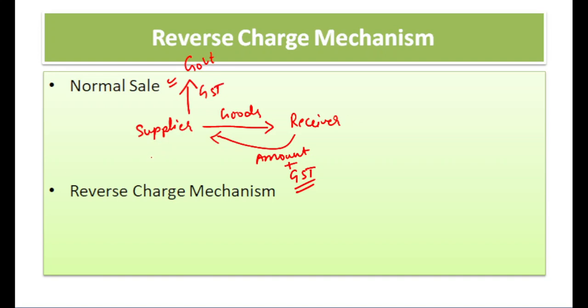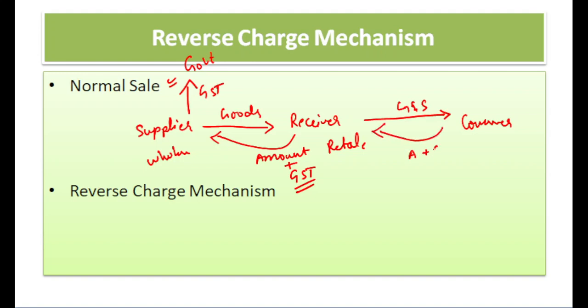Here if we can take the supplier as a wholesaler and this receiver as a retailer, and then the same thing happens with the consumer too. The consumer purchases goods and services. The consumer pays amount plus GST. Then the receiver would deposit the GST to the government. This is what a normal sale looks like and how the transaction takes place.